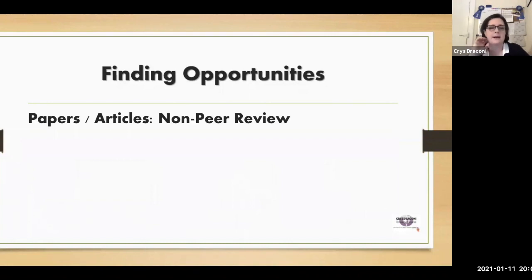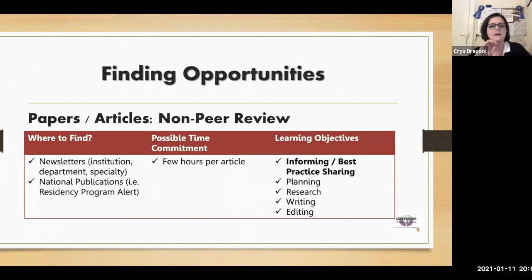All right, now is papers and articles, and these are non-peer review, meaning that these are not the ones that end up in journals. So you can find these anywhere. Newsletters are popular within your institution, department, or specialty, or national publications such as the Residency Program Alert. I'm going to do a little plug of the Residency Program Alert.